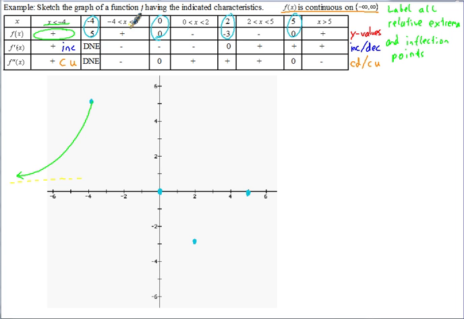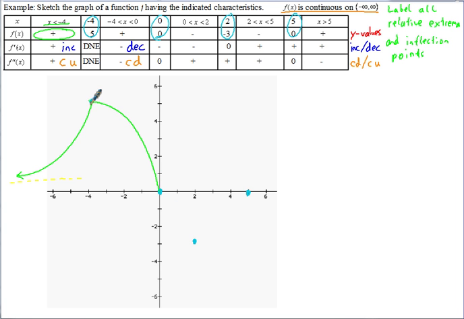So the next one is from -4 to 0. So from this point to this point. And the first derivative is negative. That means f of x is decreasing. The second derivative is negative, means f of x is concave down. So decreasing concave down, shaped like a frown. Something like this. Decreasing concave down. Until we get to that one.